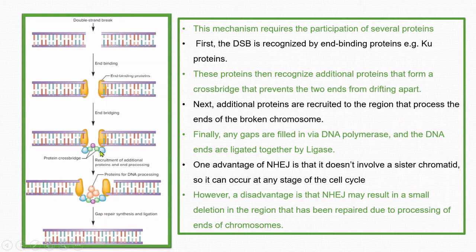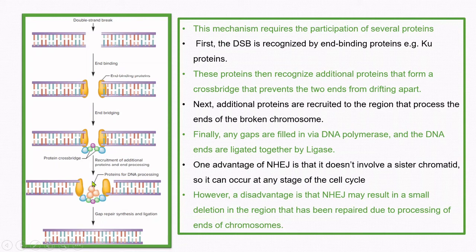These proteins then recognize additional proteins, and these additional proteins also join the complex, and they form a cross bridge between the two DNA molecules. These proteins which have formed a cross bridge prevent the two ends of the DNA molecule from drifting away from each other. That means they do not allow these two broken molecules to separate from each other.